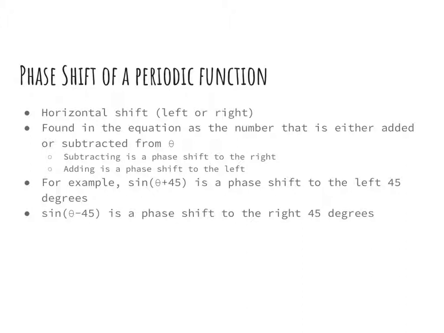So for example, if we had the sine of theta plus 45, so you see how 45 is being added directly to theta, that means we're going to shift to the left 45 degrees. On the opposite of that, if we had the sine of theta minus 45, so the 45 is being subtracted directly from theta, that means we're going to move to the right 45 degrees. So adding goes to the left, subtracting goes to the right.